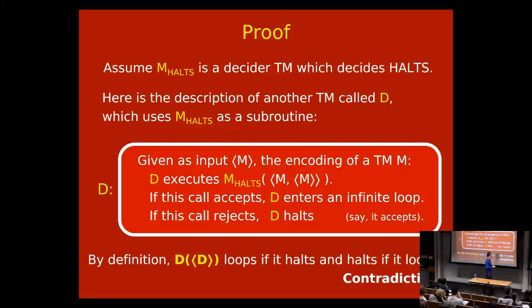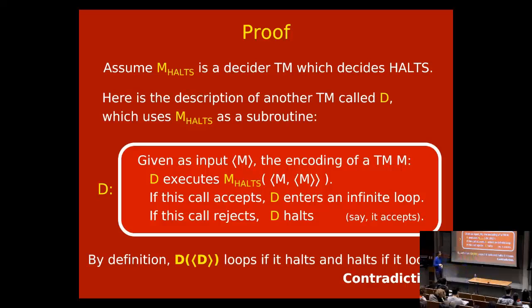So if this call accepts, meaning that M does halt when it's run on its own code, then D goes into an infinite loop. And if the call rejects, meaning that M doesn't halt when run on itself, then D halts. Let's say it accepts.